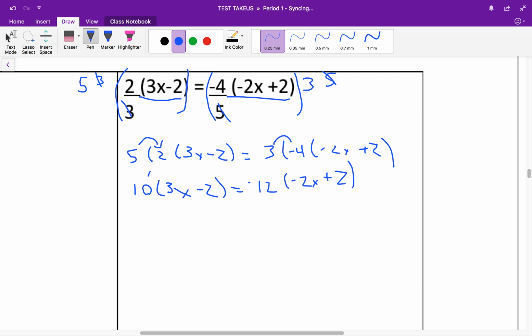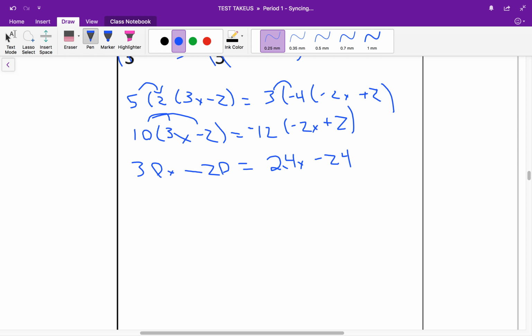Then I'm going to keep expanding. Put this in here and there. So I'm going to get 30x minus 20 equals negative times the negative is going to be a positive. So I'm going to get 24x, 24x minus 24.